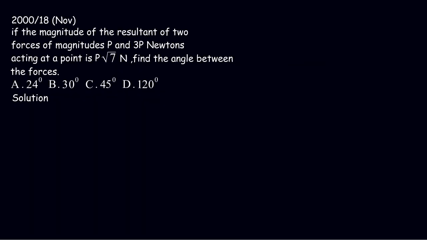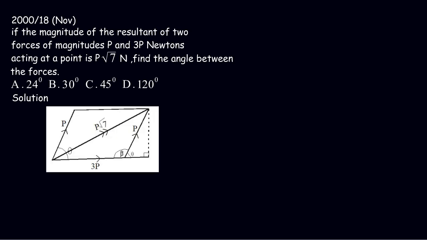Our next question is from November 2000, and it states that if the magnitude of the resultant of two forces of magnitude P and 3P newtons acting at a point is P root 7 newtons, find the angle between the forces. Now the very first thing we are going to do is to try and sketch our forces, and when we do so we get the diagram as shown.